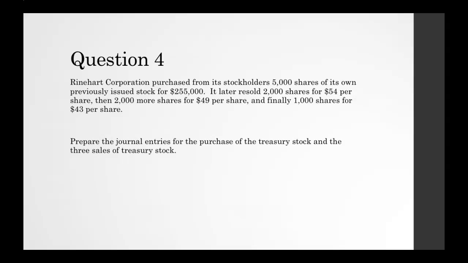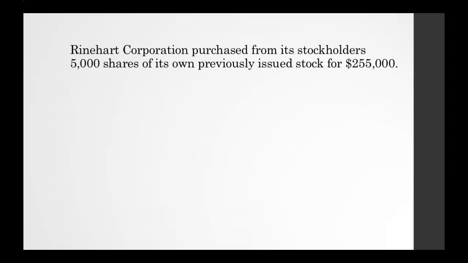So whenever a company buys back its own previously issued stock, that's called treasury stock, right? So we need to prepare the journal entries for the purchase of the treasury stock and the 3 sales of the treasury stock. So first, dealing with the purchase of treasury stock, we will debit our treasury stock account and credit cash. And for how much? Just our $255,000, right? The amount that you purchased back these shares for. So that will be your entry whenever you are buying back treasury stock.